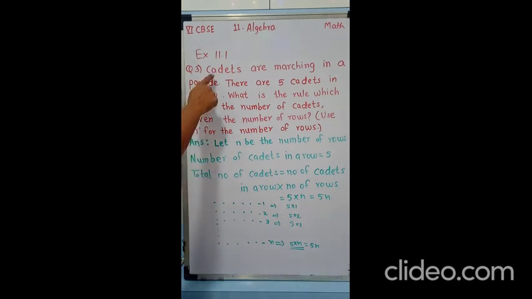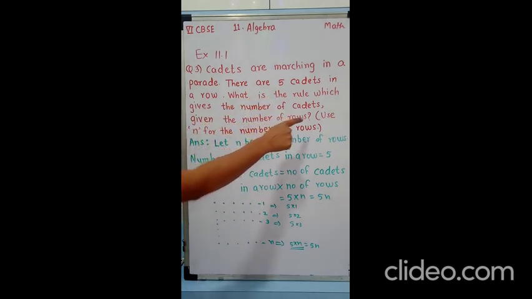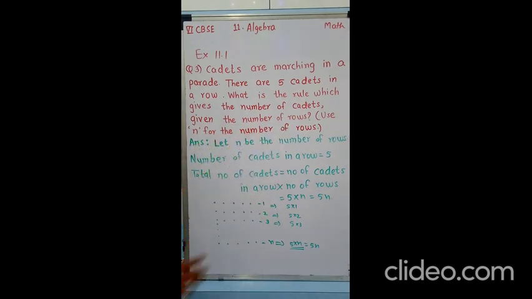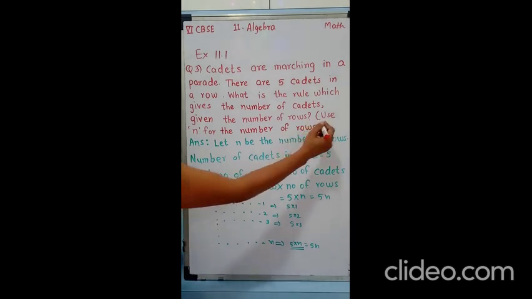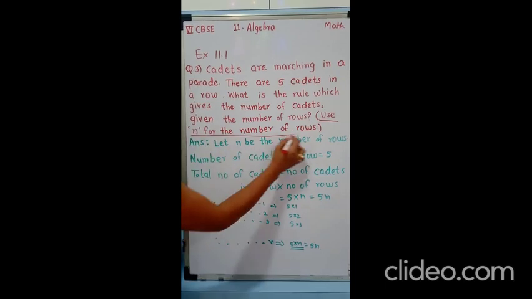The question is that cadets are marching in a parade. There are 5 cadets in a row. So what is the rule which gives the number of the cadets given the number of the rows? Use n for the number of the rows. Whenever it is a word problem, always try to write down whatever is given. Here it is given to use n for the number of the rows. So we are going to write down whatever is given here.